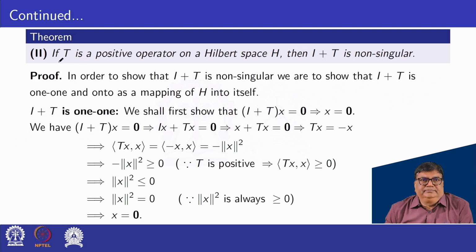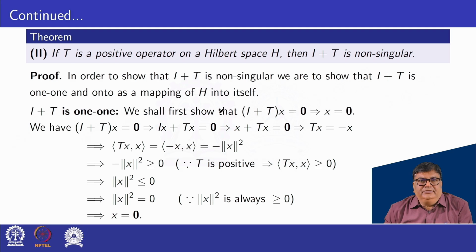Theorem: if T is a positive operator on a Hilbert space H, then I plus T is non-singular, where I is the identity operator. In order to show that I plus T is non-singular, we are to show that I plus T is 1-1 and onto as a mapping of H into itself. So we prove first that I plus T is 1-1.